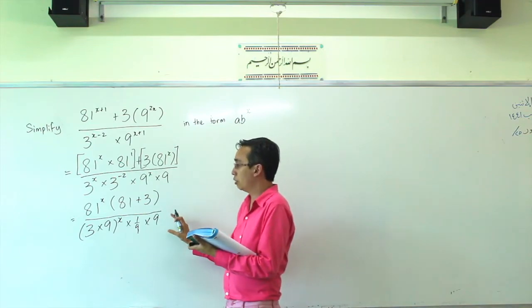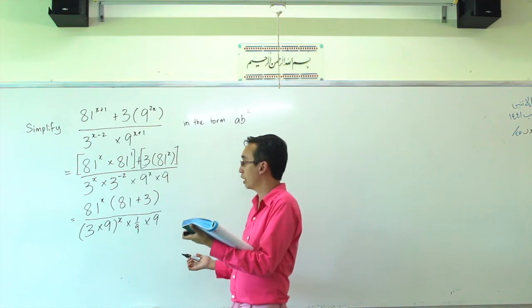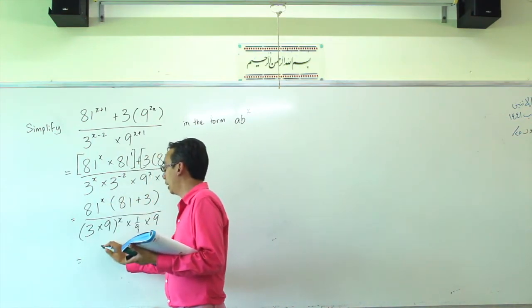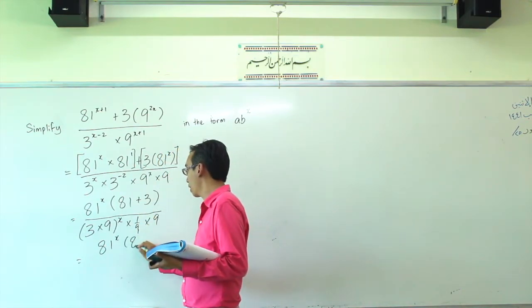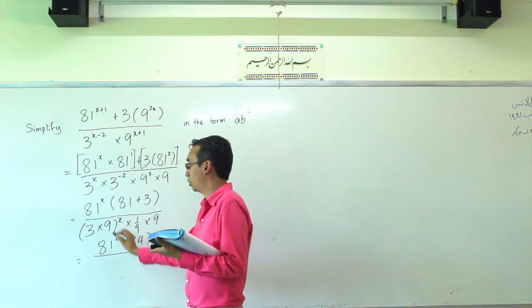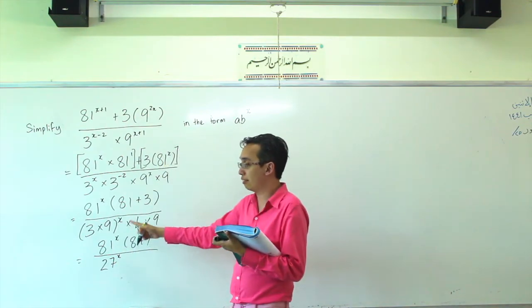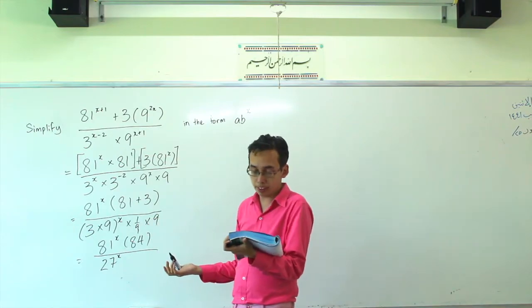Okay, so take note: all the numbers with the same power, group them together. What else we can do is that here we are left with 81 to the power of x, and here we are left with 84. Over here, this is 27 to the power of x. I'll put it directly below 81 to the power of x. And over here is just times 1, so I'm not going to write anything.